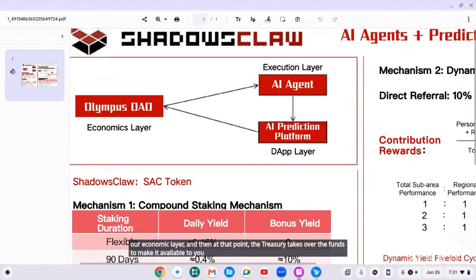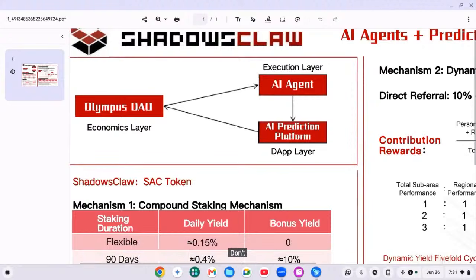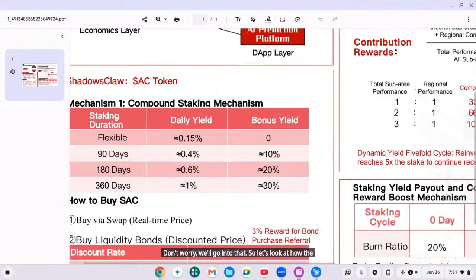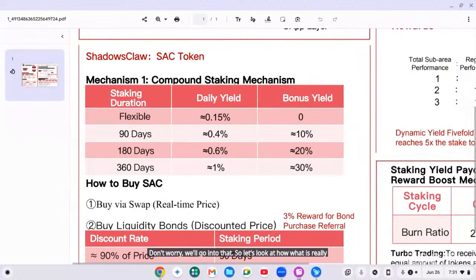Is this treasury safe? Is the smart contract renounced? Is it safe? Can we trust this? I know these are the kind of questions running through your mind. Don't worry, we'll go into that. So let's look at what it really offers you as we speak.